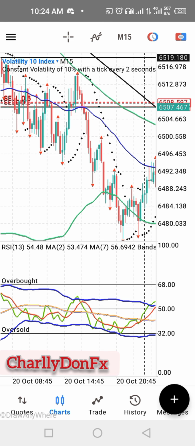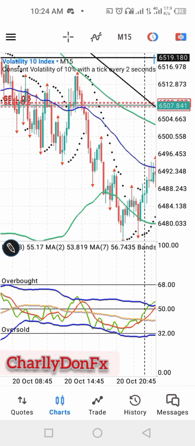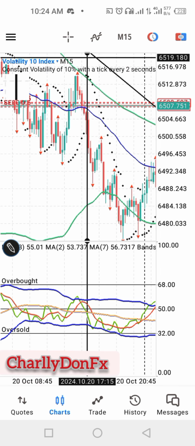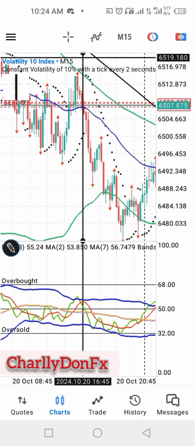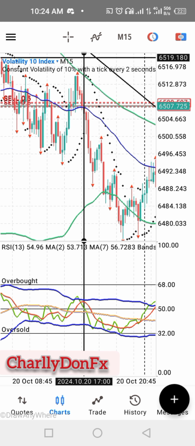Take a look at this place. Once the price closes below the 50 exponential moving average, now take a look. Let me use this trend line. Take a look at this place. Sorry about the noise, guys. Now what happened here?